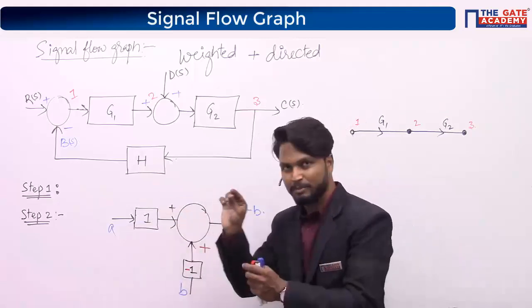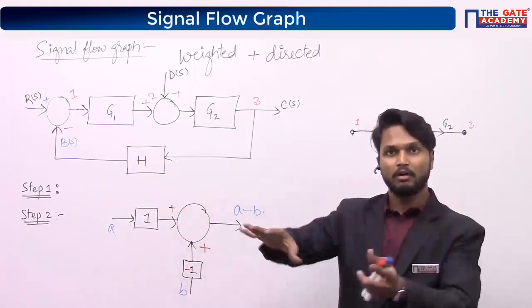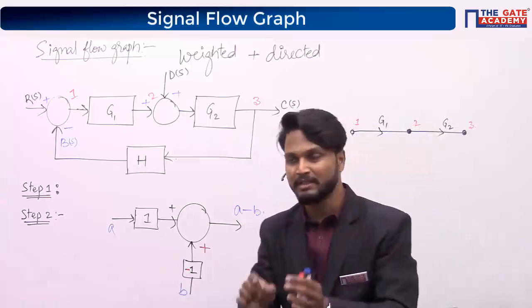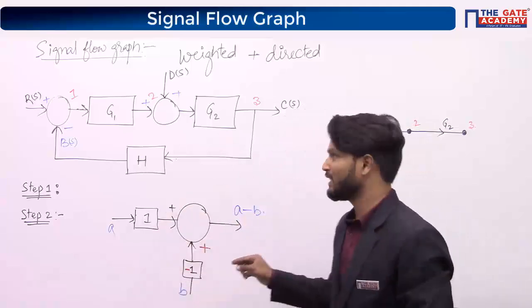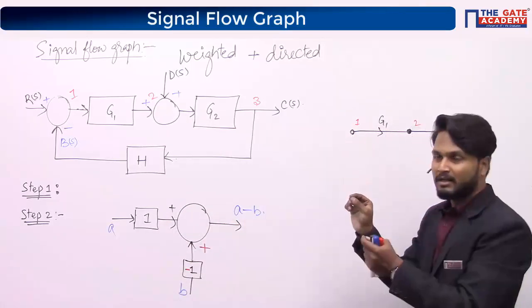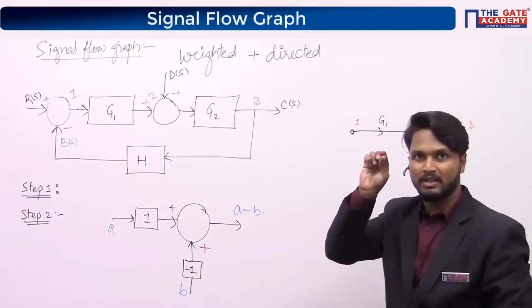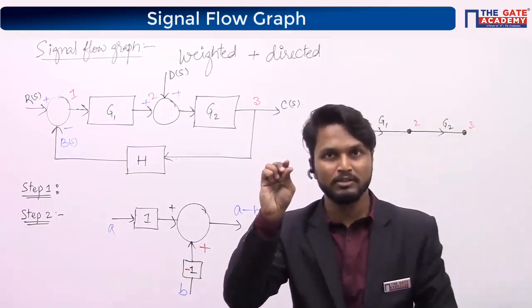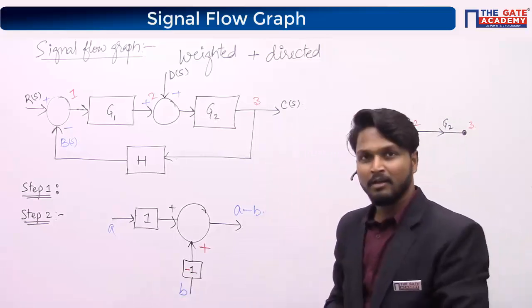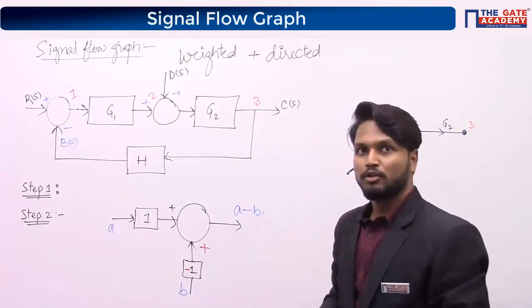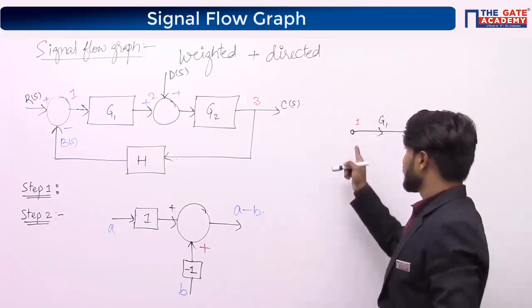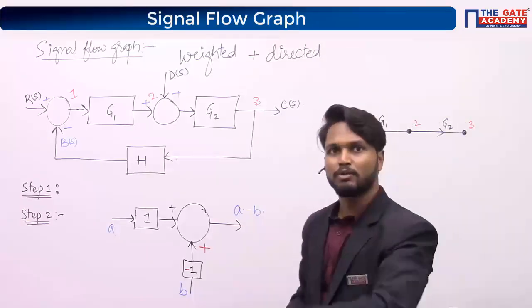Around a summer we have space in your book or on the board to show plus or minus signs, whereas these are nodes. So how can you show signs around them? Nodes are very small points. So by default you are going to assume this node is a summing point only.